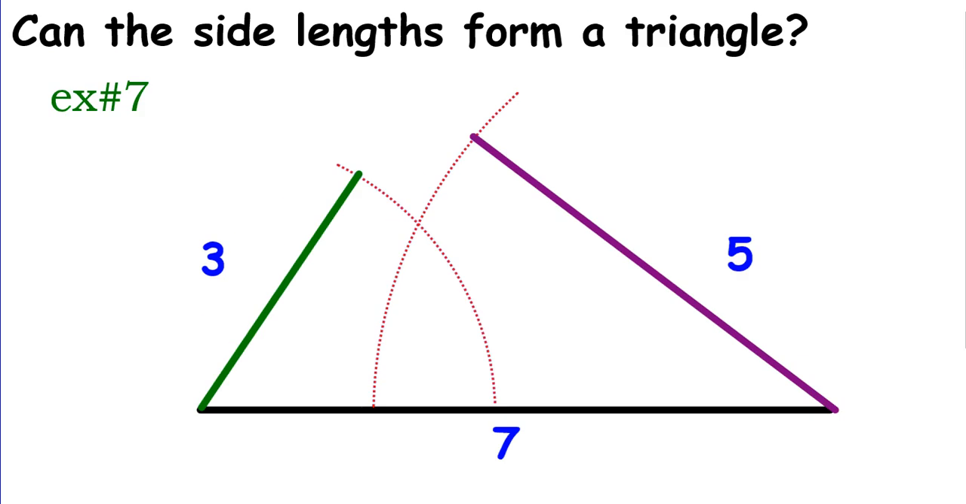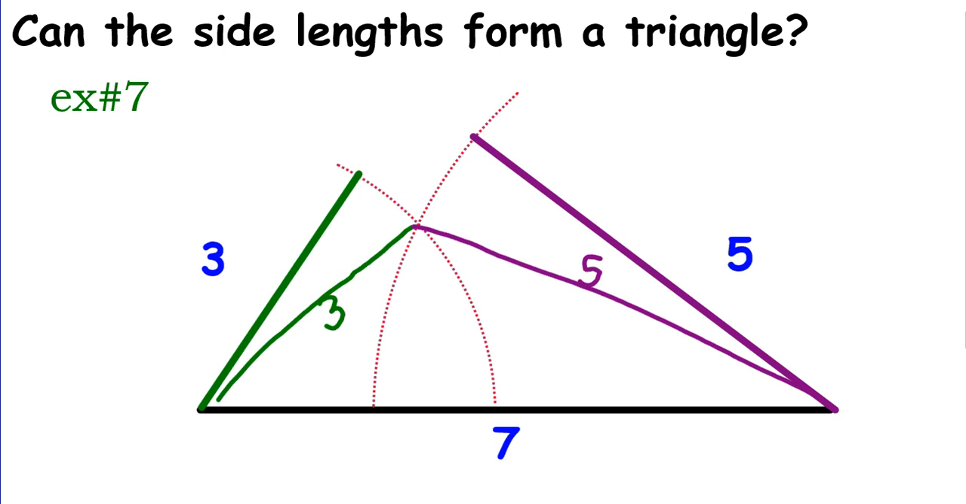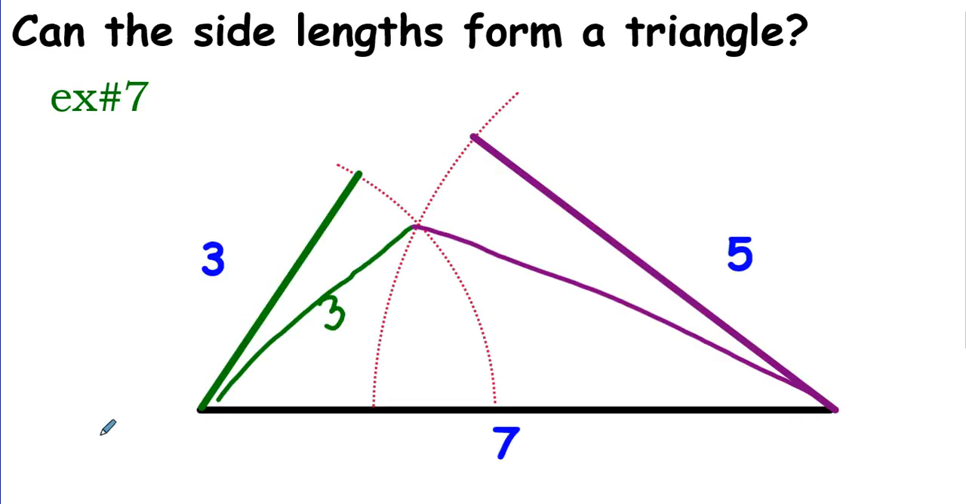But if our bottom length is 7, now eventually this side that's 3 units long and this side that is 5 units long are going to meet, and it's actually going to make this triangle right here. That's because when you add the two smallest sides, 3 plus 5, you get 8, and 8 is bigger than 7, so it allows the sides enough room to touch to actually make a triangle.